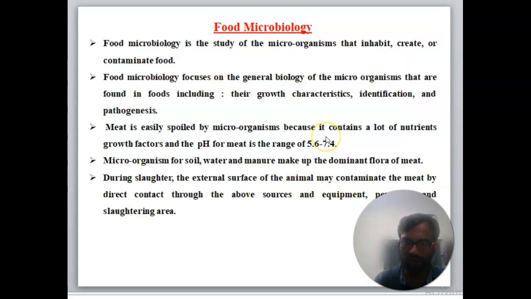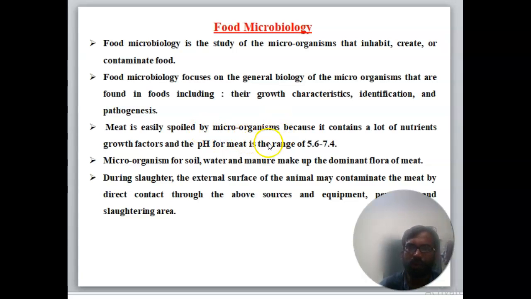Before we discuss it, food microbiology is one of the branches of food chemistry, or you can say it is the study of microorganisms that inhibit and create the contamination of food. Food microbiology is a part of general biology. It discusses the microorganisms found in food, including their growth, characterization, identification and pathogenesis.